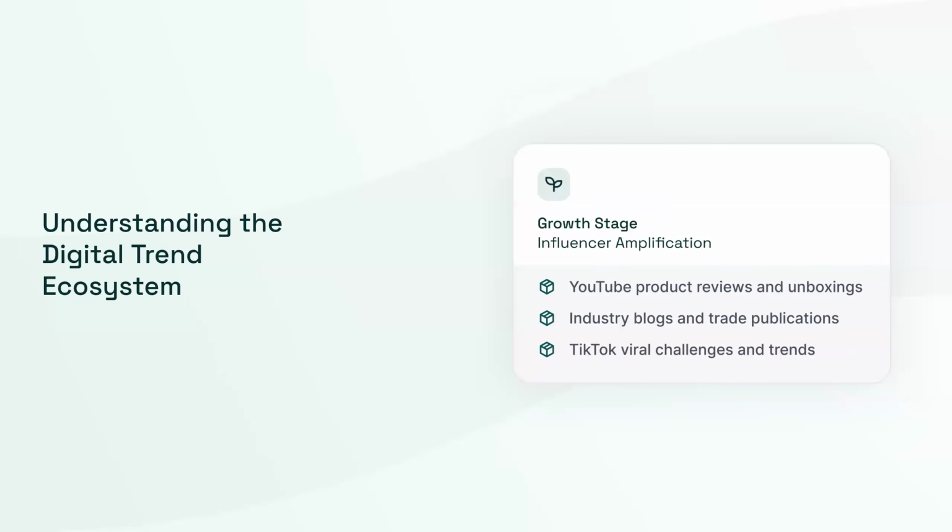The growth stage, the second stage, is where trends gain momentum through, for example, influencer amplification. YouTube product reviews and unboxings are massive drivers here. When established reviewers start covering a product, it signals the trend is moving from niche to mainstream. Industry blogs and trade publications start picking up on the trend during this stage. You'll also see smaller e-commerce sites and emerging brands beginning to stock these products before the major retailers catch on.